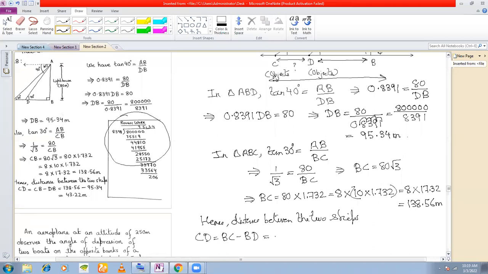Okay, BC we have found out as 138.56 and BD we have found as 95.34. You subtract the two, you will get 43.22 meters. This is the distance between the two ships, right? That finishes this problem also. Unless you have any question, we can move to the next question.